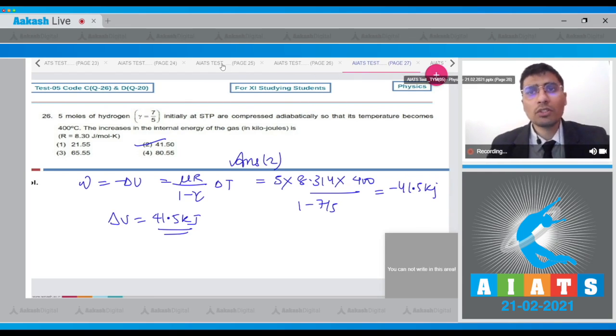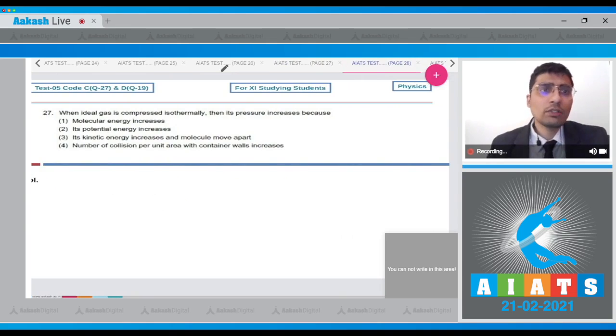Now moving on to question 27. In question 27, when an ideal gas is compressed isothermally, then its pressure increases because, so 4 options are given to us. Dear student, since in the given case it is said that we compress the volume, of course the volume will decrease. We know that when the volume decreases, the area will also decrease. When the area decreases, the number of collisions per unit area will increase, and this therefore will lead to an increase in pressure. This means that the correct answer for this theoretical question is option number 4.